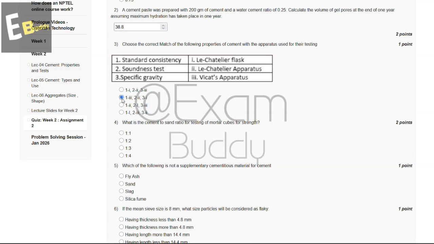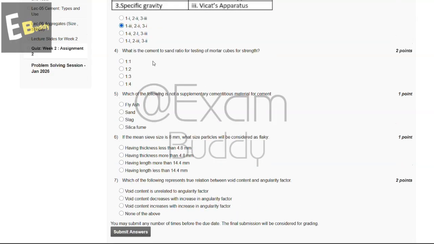And now let's go to our question number 4. What is the cement to sand ratio for testing of mortar cubes for strength? So these are the options: 1:1, 1:2, 1:3, 1:4. So the answer of our fourth question is 1:3.